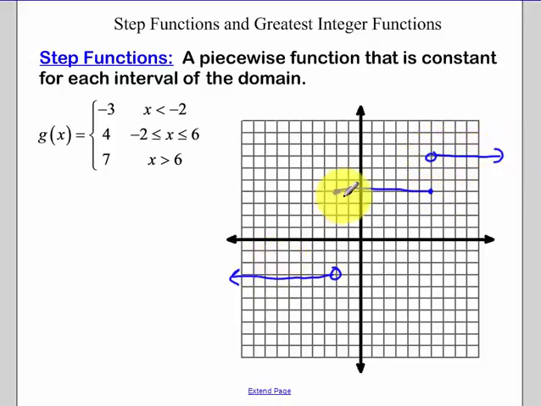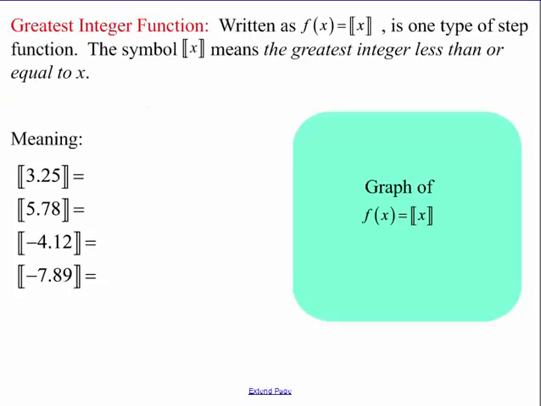So that's a step function. Kind of looks like steps. The greatest integer function is a specific type of step function. Okay, and this is what the greatest integer function is. So you need to know that when it's written like that, that's what that means.